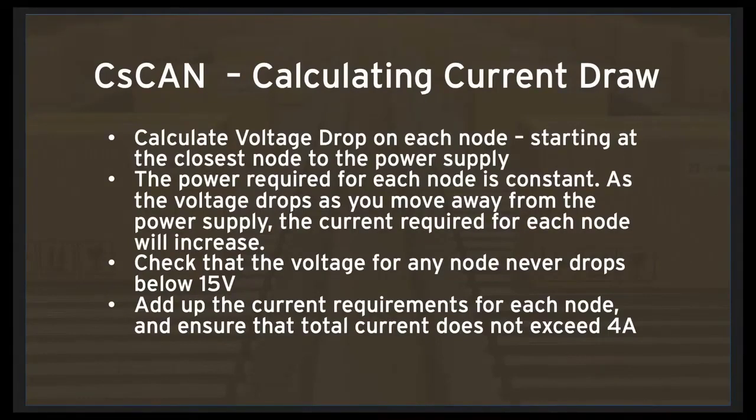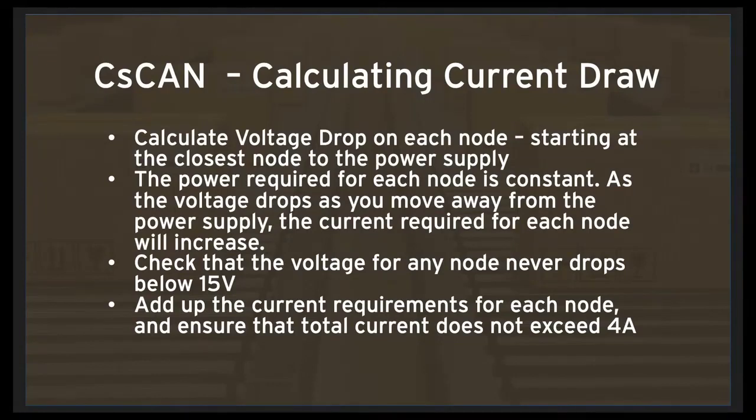All right, so we've calculated voltage drop for a particular node. Now, how do we deal with current draw? Okay, well, we start by calculating voltage drop on each node, starting at the node that's closest to the power supply, and then we work our way down away from the power supply. Keep this in mind. The power required to drive each node on the network is constant.